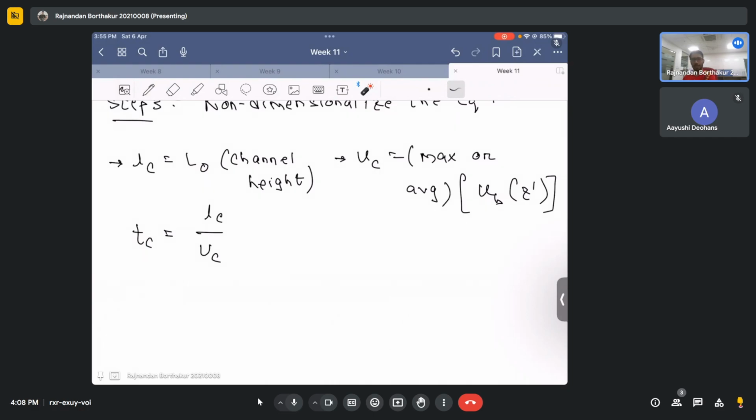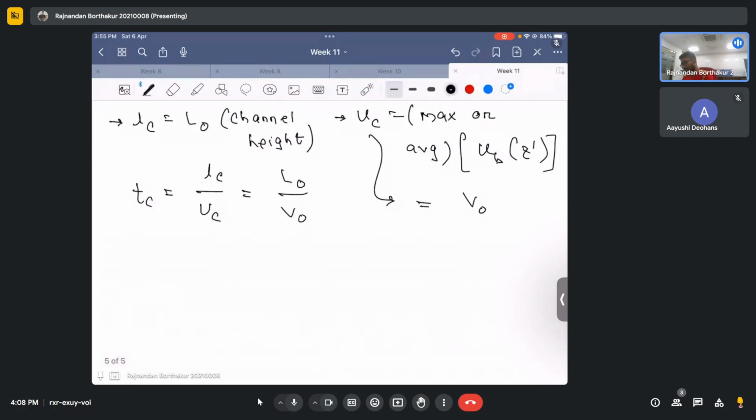Since it's an inviscid analysis, the only time scale that you have is basically the advection time scale, which is LC by UC. Since your LC is L naught and your UC, let's say we are calling this V naught, where V naught is the average or maximum of the base flow. So if this is the case, can you tell me what is the characteristic pressure now? Because we also need the characteristic pressure here, in order to non-dimensionalize this. Can you tell me what would be the characteristic scale for pressure?